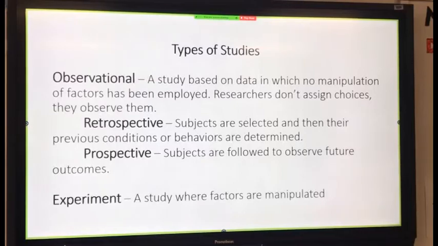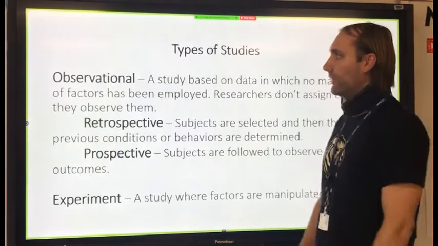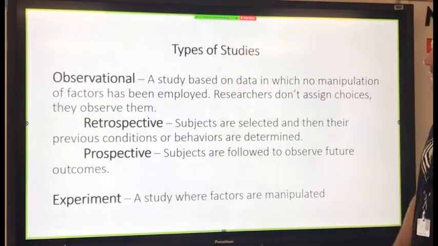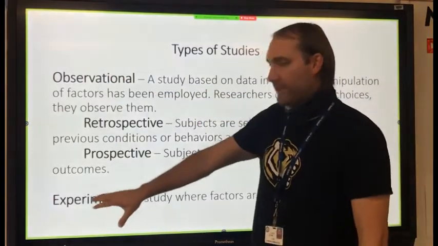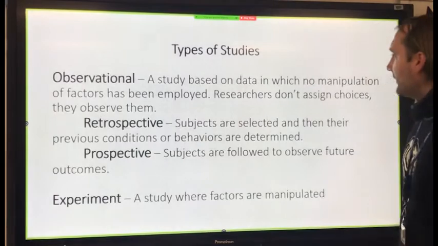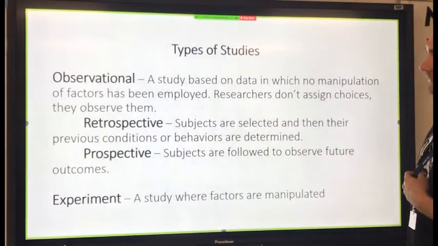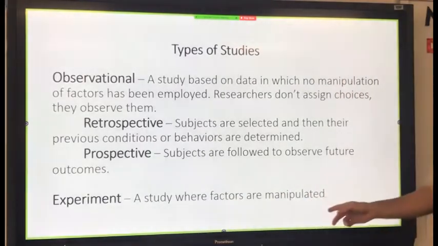For today, we're going to look at, once again, experiments, and what to do with our samples once we've got them. There are two types of studies, observational studies and experiments, that I went over yesterday. An observational study is based on data in which no manipulation of factors has been employed. An experiment is a study where factors are manipulated.